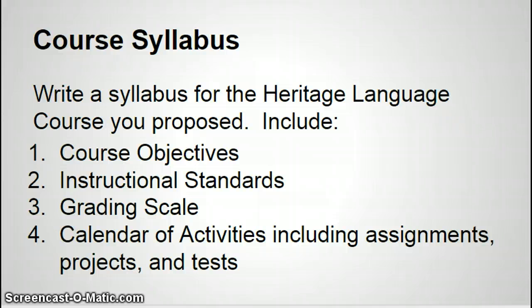So after you have written your course description, your final step is to write a syllabus for the course that you have proposed and for which you've written your course description. Your course syllabus needs to include an outline of the course objectives, the instructional standards that will be covered, a suggested grading scale, and most of those grading scales would be akin to what's used throughout your school or throughout your school district for grading. And then the final component is a mapping out of the calendar of activities, including assignments, projects, and tests as they would fall out through the year.